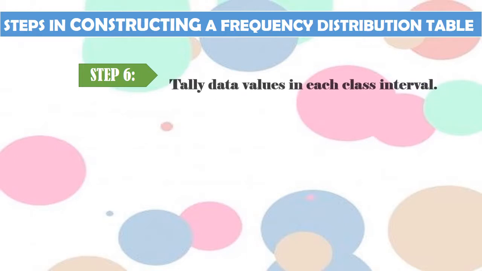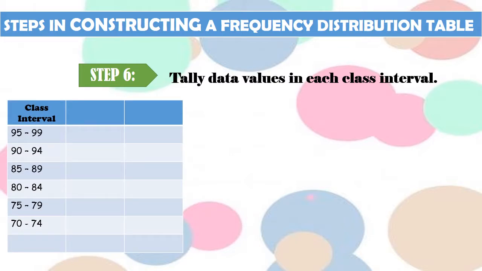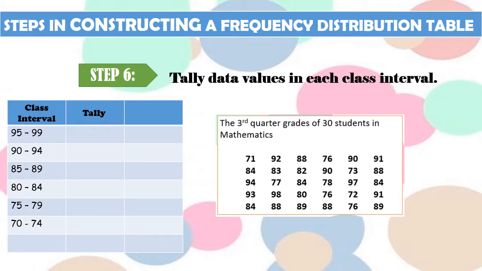The next step is to tally the data values in each class interval. So we already completed the first column, which is the class interval. The next is the tally. To tally the data values in our first class interval 70 to 74, there are three. It is the 71, 72, and 73. And then we continue to tally the other numbers or the grades of the students.